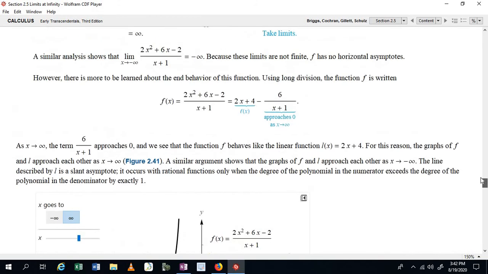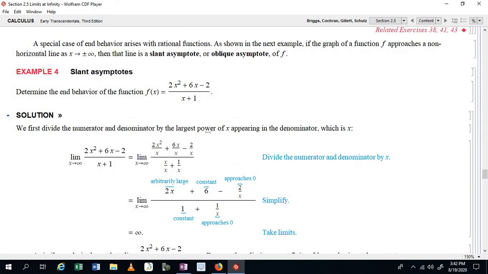Okay, so let me just mention, this is going to happen anytime the degree of the top polynomial is exactly one more than the degree of the bottom polynomial. So you can see that's the case here. The degree of the bottom polynomial is 1, and the degree of the top polynomial is 2. So the top is exactly one more than the bottom. And that's when you're going to get a slant asymptote.